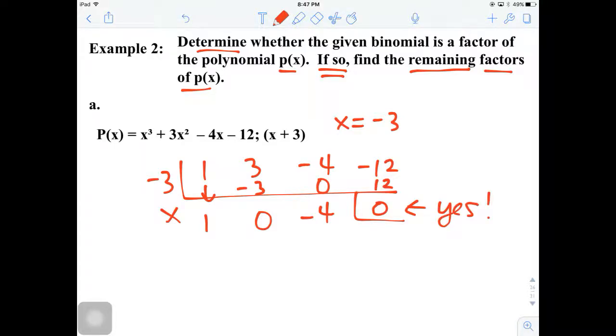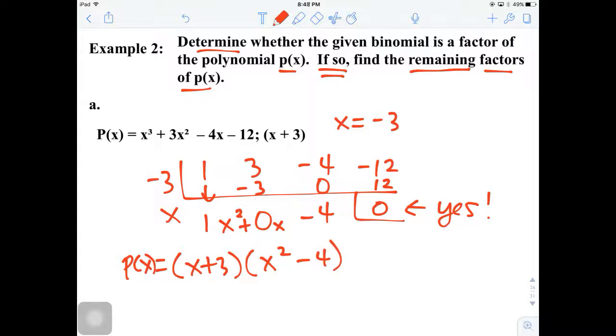But now we got to keep going and we need to find the rest. So we need to find the quotient, the rest of the answers. So the quotient is going to be x squared, reducing it by x squared, and then this is 0, and that's x. So we actually have the polynomial can be written as x plus 3, the factor, times the quotient, which is x squared minus 4. The 0x is gone. And so we're going to factor this further.